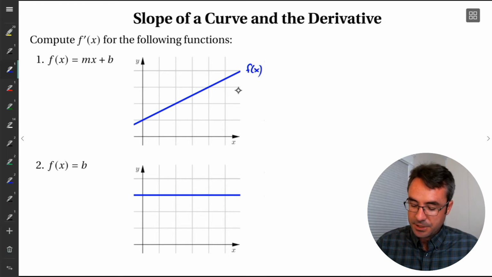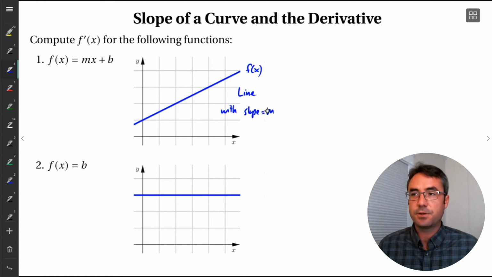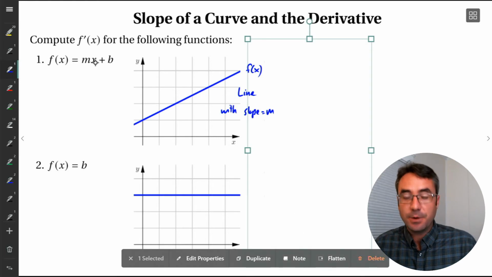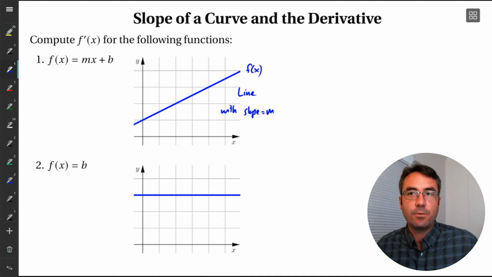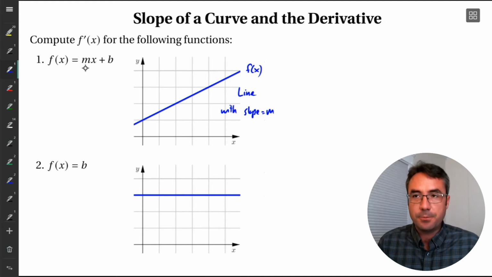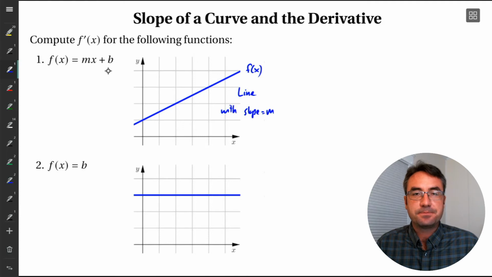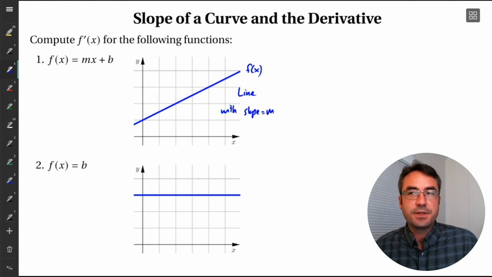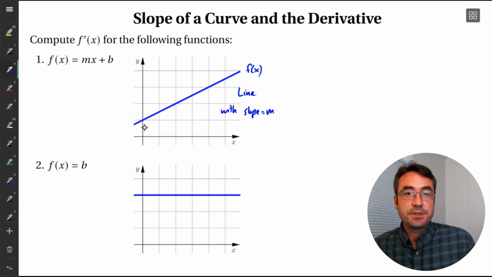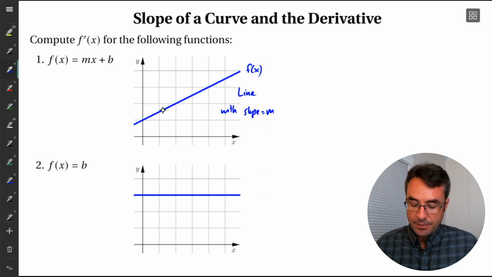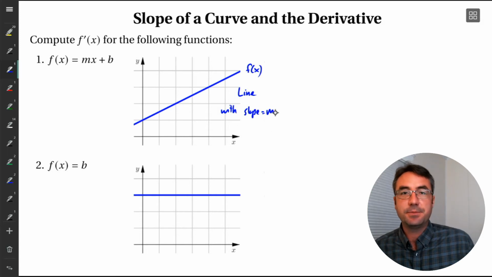and we see that this is just a line with slope equal to m. And we know the slope is equal to m because if we go to our function here, mx plus b, this is just a function in y-intercept form. So m is the slope and b is the y-intercept. So we know what the slope of this line is. And at each point on this line, the slope is the same. So no matter where you go on this line, the slope is always going to be m.